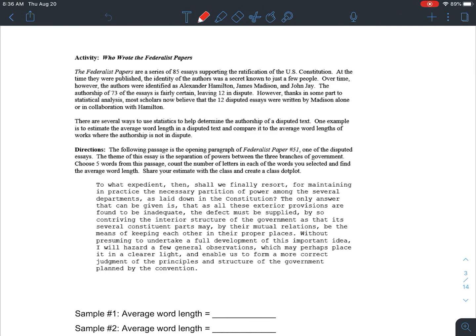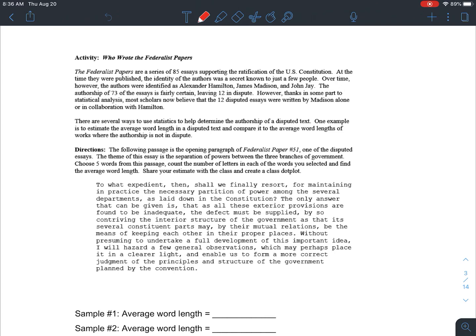Okay, we are going to start chapter 4 today. This is looking at different ways of gathering data. And with today's lesson, we are going to open with this activity called Who Wrote the Federalist Papers?